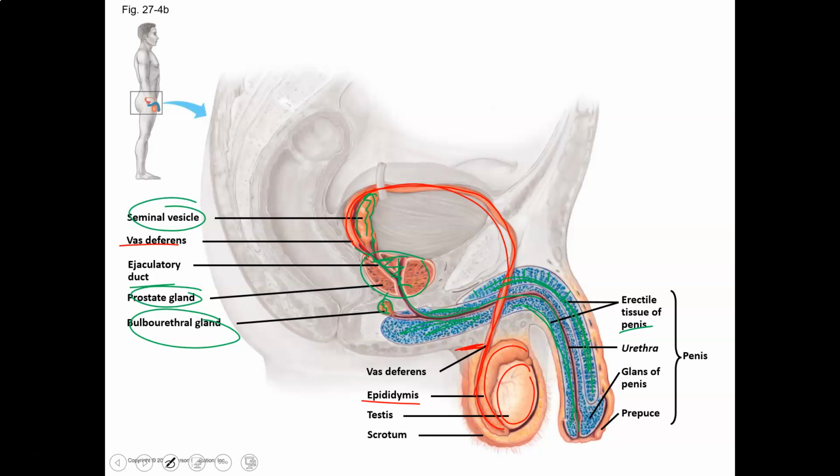That tissue, when a man becomes aroused, fills with blood, and the blood pressure gets so high that it makes the penis erect. And so that's why it's called erectile tissue. Seen in some men, but not all, the prepuce is the foreskin. So if a man has been circumcised, that has been removed.